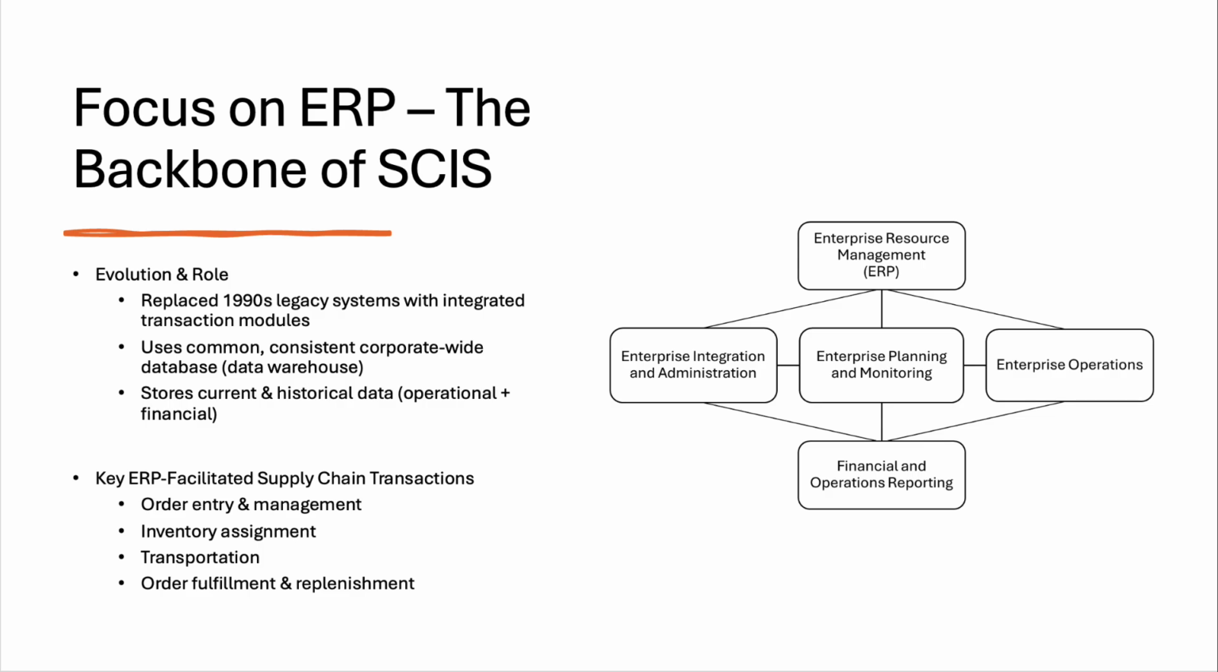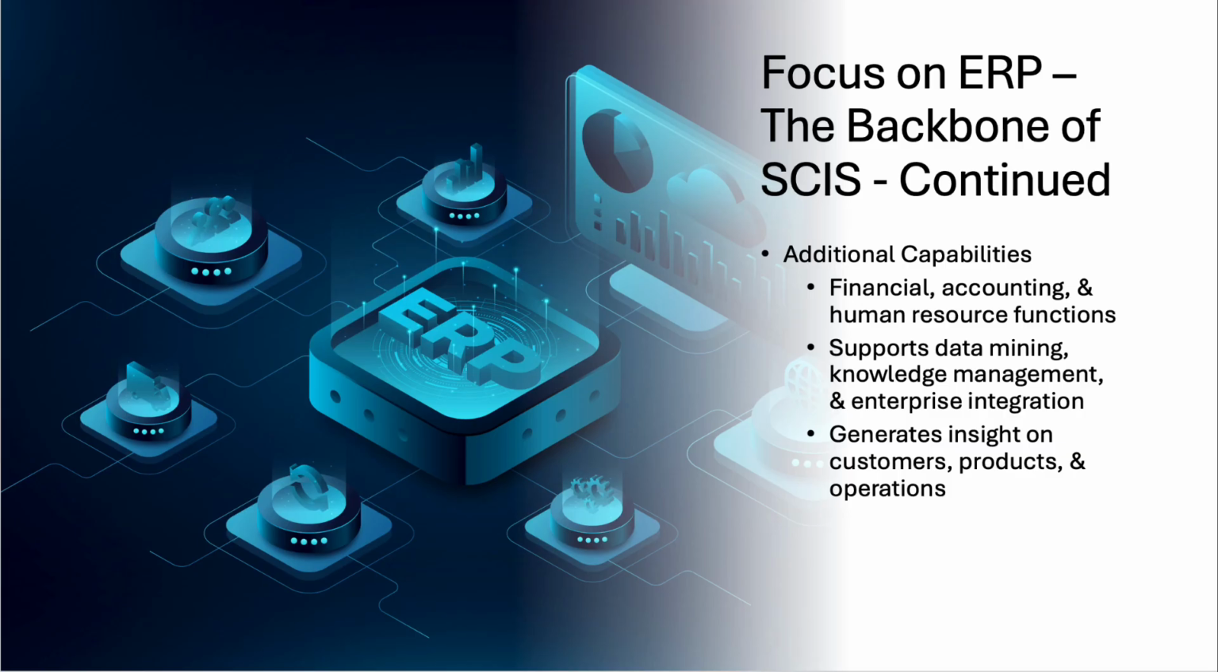ERP systems facilitate several key supply chain transactions, including order entry and management, inventory assignment, transportation, order fulfillment, and replenishment. The major advantage of ERP is consistency. If sales, operations, inventory, and finance all use the same data, the organization is more likely to act in a coordinated way. ERP systems do not only support supply chain execution, they also connect supply chain operations with broader business functions. ERP systems also support financial, accounting, and human resource functions.